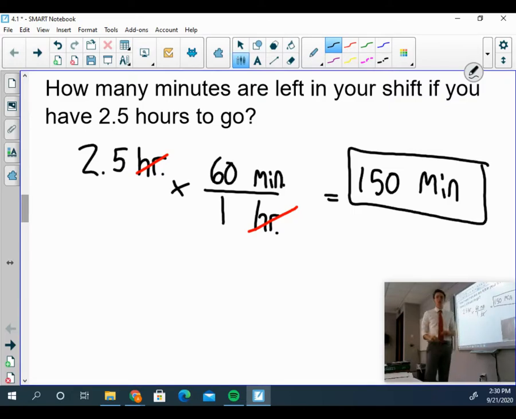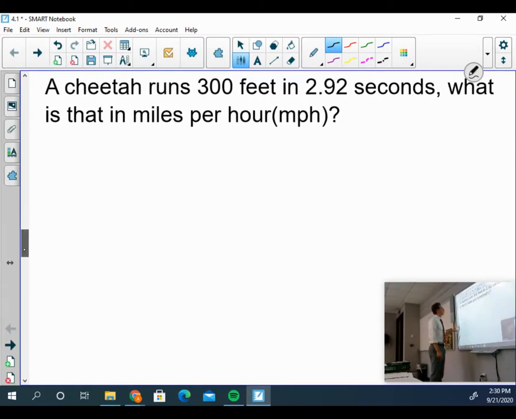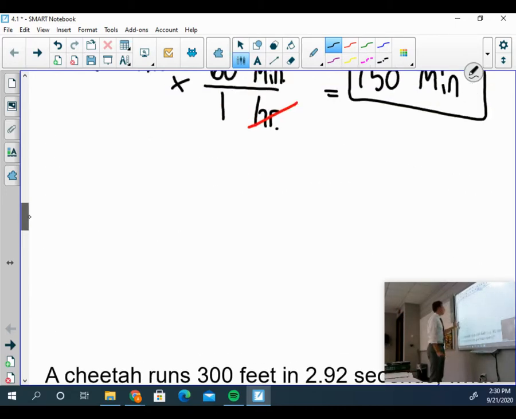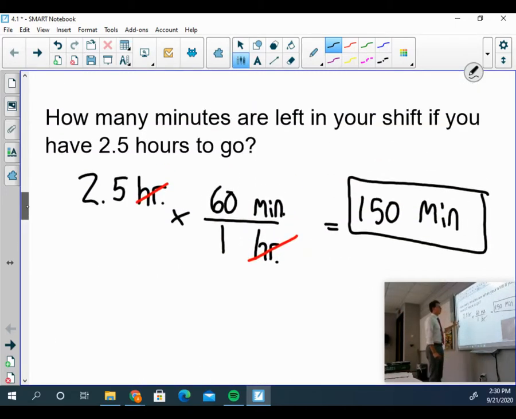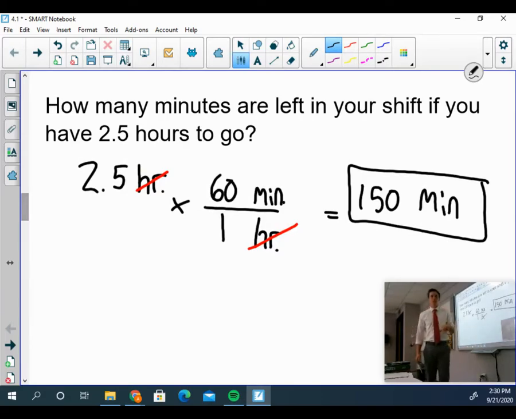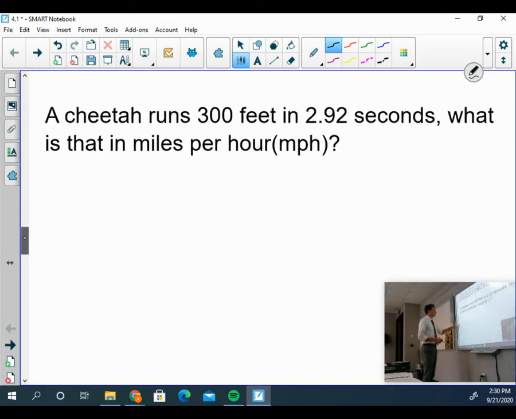So why are we doing this? Because we can't always just think it through right away. A cheetah runs 300 feet in 2.92 seconds. What is that in miles per hour? That I can't think of right off the top of my head. But if I do multiplication with ratios, I can figure out the units I want. Again, this is going to be huge in science. So let's talk this through.